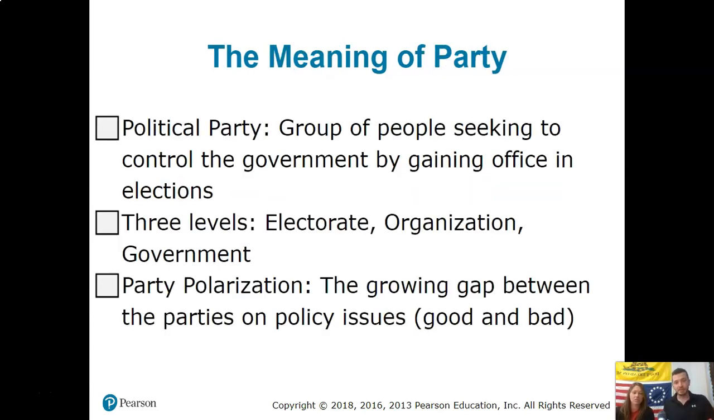All right, so the meaning of party. What you need to know is that a political party is a group of people seeking to control the government by gaining office in elections. You probably already knew that. But again, we actually have a much bigger party organization than just the federal level. So we have the electorate, the people like us that are a part of a party, like we vote for a party. We have the organization itself, like the Republican Party is the actual organization of the Republican Party, and they determine what the party platform is and things like that. And then the people who are in a party in government itself.